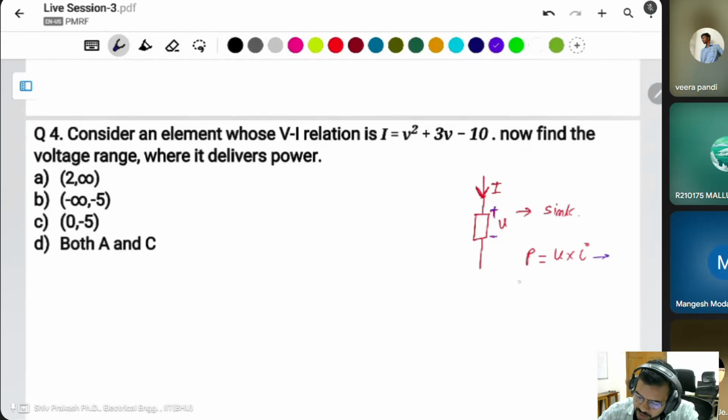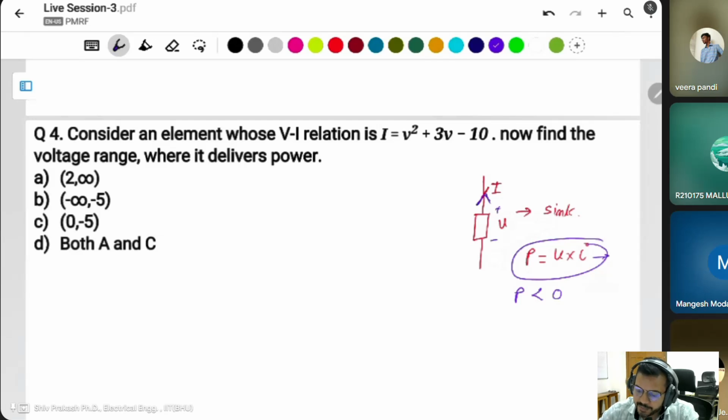How can you deliver power? Then this power should be negative, less than 0. In this case, you can say the current direction is opposite or the voltage direction is opposite. Both are possible in this case. That's why I am not mentioning exactly which one is positive and which is negative. The reverse direction is also possible. In the case P is negative, same thing, suppose this is negative, this positive, the current direction is opposite. Then both directions are possible.